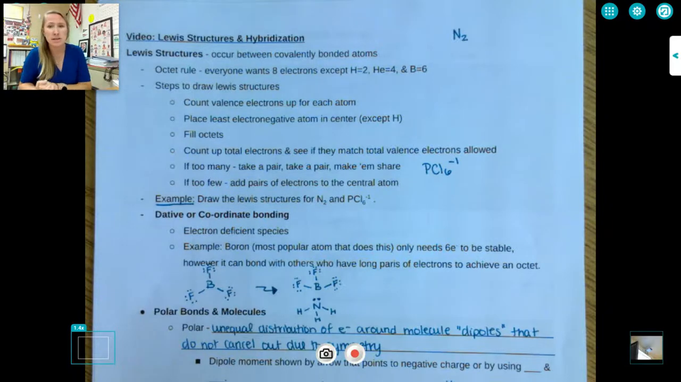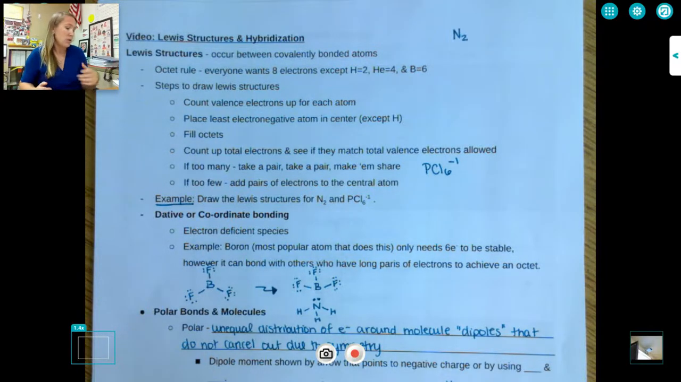So Lewis structures, like I said, is something we've talked about before. Lewis structures occur between covalently bonded atoms. You'd never draw a Lewis structure for an ionic compound or a metallic compound, and that's because Lewis structures show the sharing of electrons. Remember, the octet rule is that every atom wants to have 8 electrons, except hydrogen wants 2, helium wants 4, and boron wants 6. Those are our exceptions.